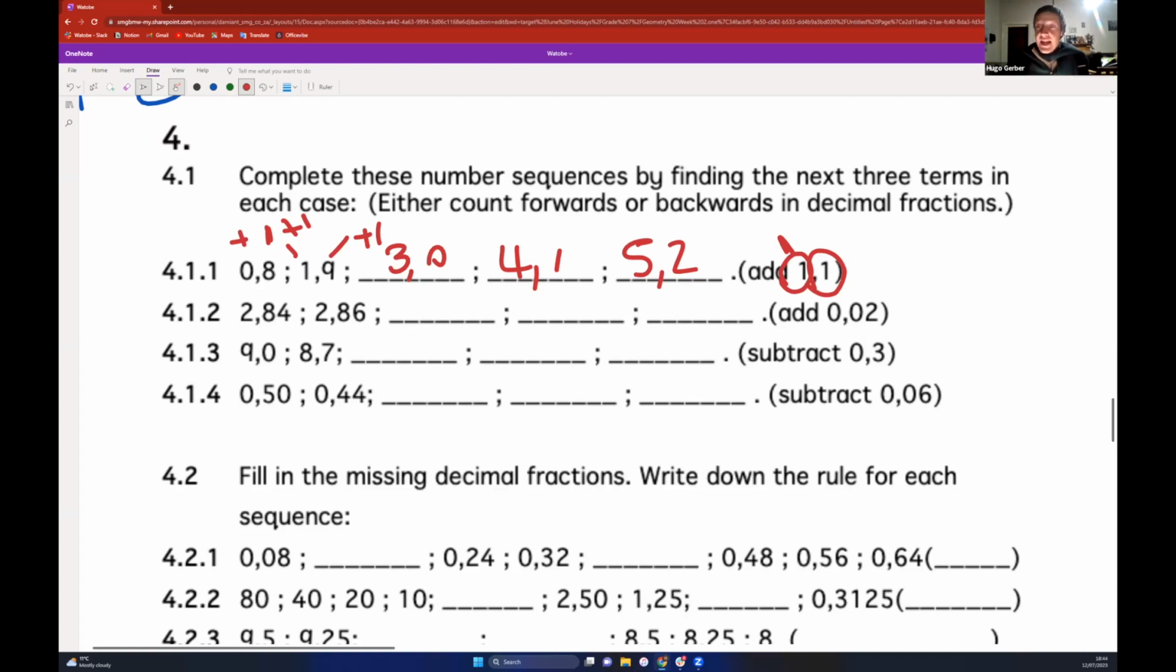All right, let's have Umar. Umar, hello, sir. Can you help me? Hi there once again. Help me with the next one, 4.1.2. They're giving us the hint. They're saying we're just adding 0,02. It's like our 2 times table. So it would be 2,88, 2,90, and 2,92.